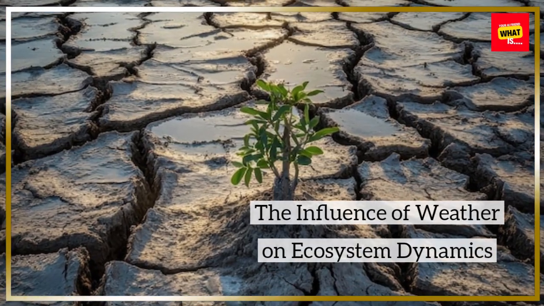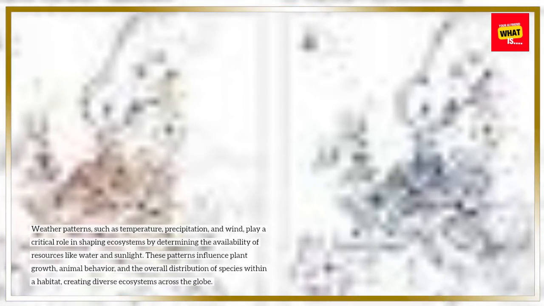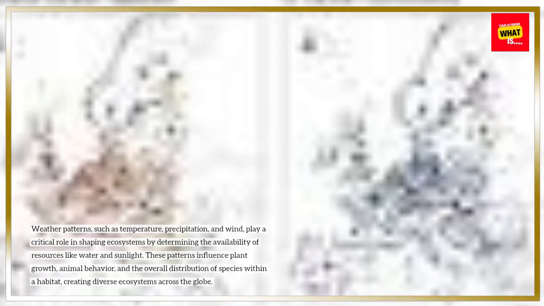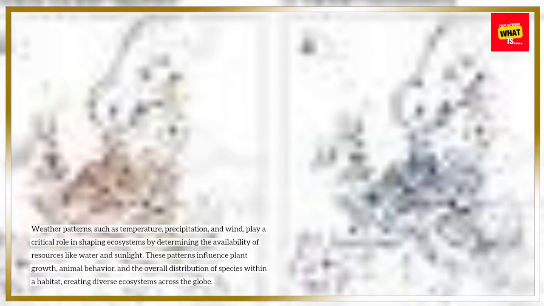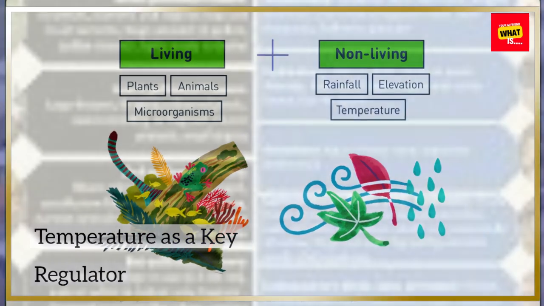The influence of weather on ecosystem dynamics. Weather patterns, such as temperature, precipitation, and wind, play a critical role in shaping ecosystems by determining the availability of resources like water and sunlight. These patterns influence plant growth, animal behavior, and the overall distribution of species within a habitat, creating diverse ecosystems across the globe. Temperature as a key regulator.